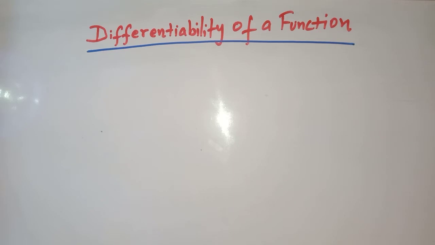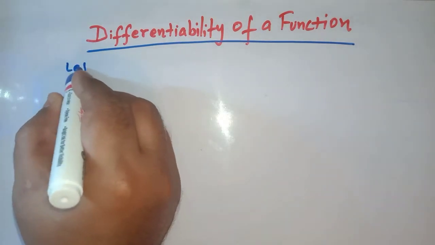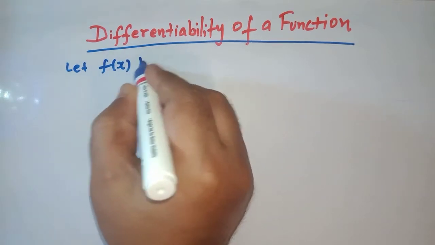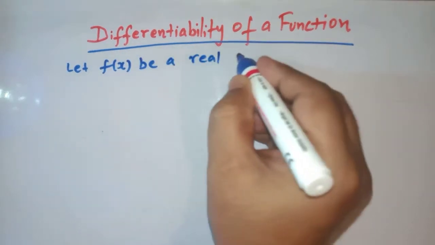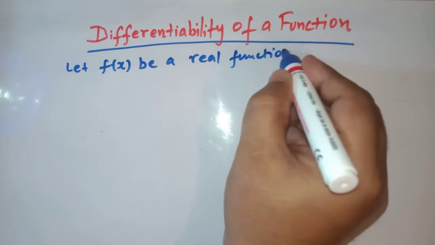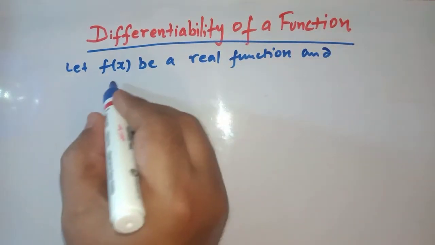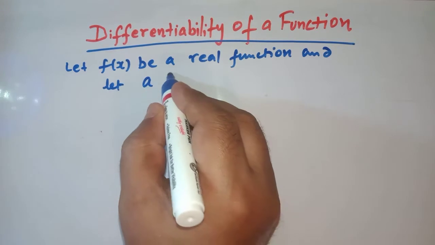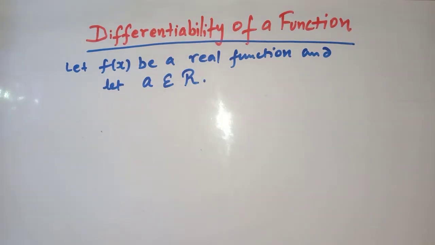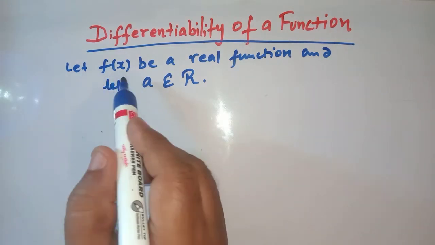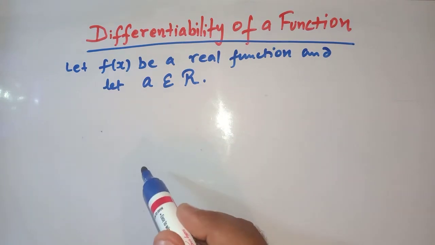differentiable function. So let f(x) be a real function, and let a be any real number. Clear? Now we define the left hand derivative and right hand derivative of this function f(x) by the following limits.